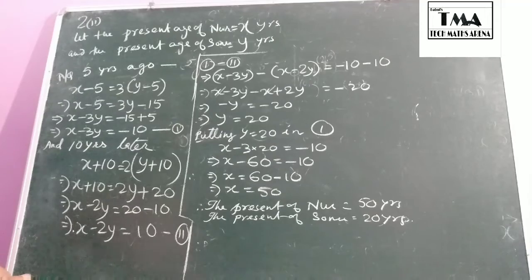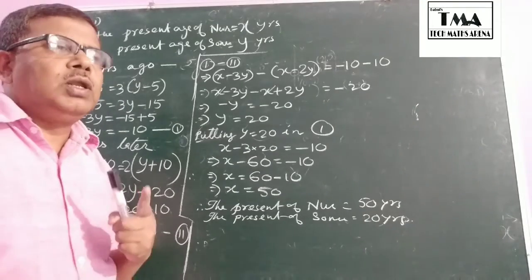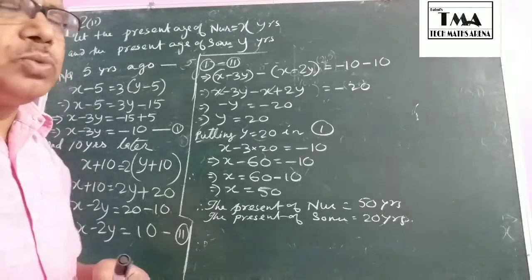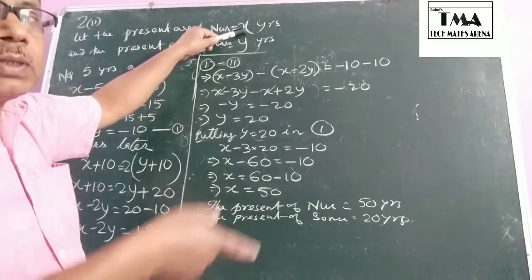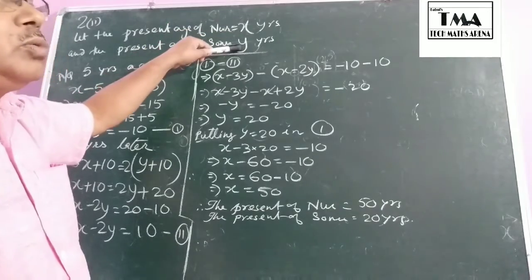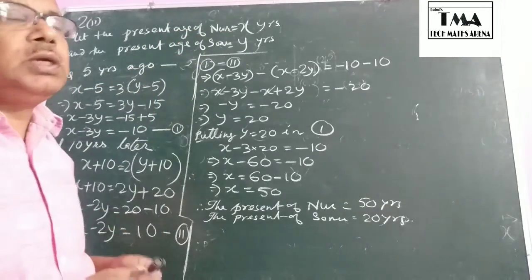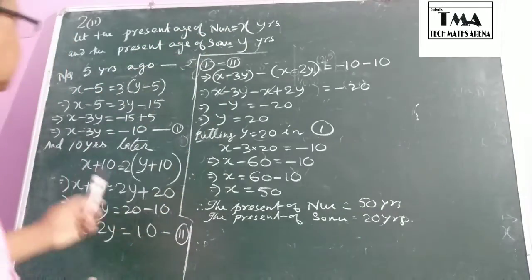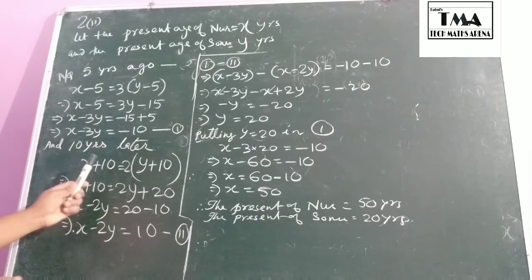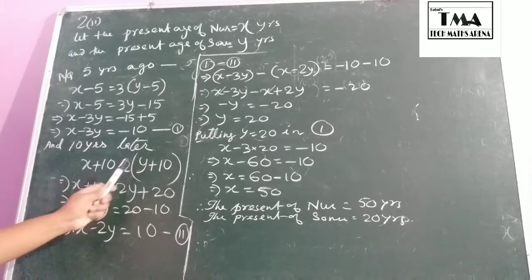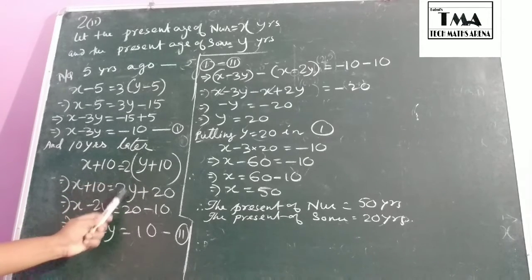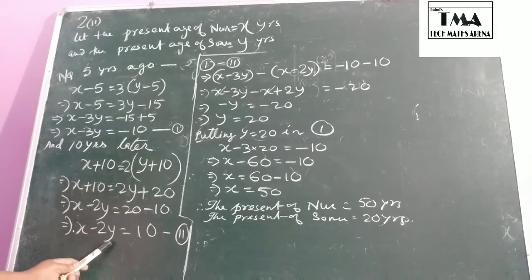And from the second situation, it was given that after 10 years Noor will be twice as old as Sonu. So after 10 years, if the present age is x, he will be x plus 10. Sonu is now y years old, so after 10 years he will be y plus 10 years. So x plus 10, y plus 10. And now it is said that Noor will be twice as old as Sonu, so we have to multiply this one by 2 to make them equal. 2 into y is 2y, 2 tens are 20. We have got this second equation from the second condition.